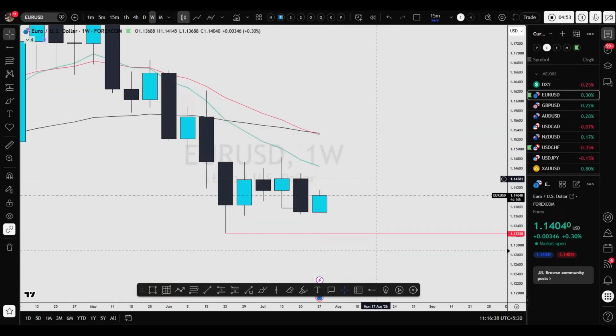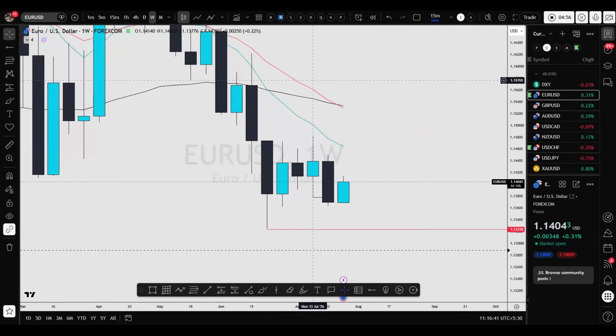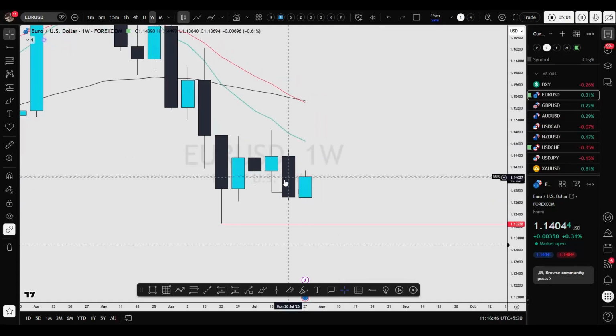In Euro USD, it's pretty much the same story. The environment is bearish. The 10 EMA is currently trading below the 20 EMA, and the last weekly candle managed to close below the low of the previous week. So we can target this low, and we can also target this low in the long term.